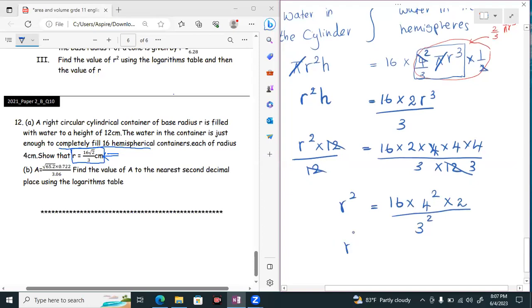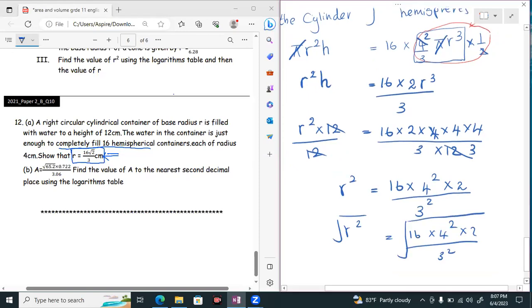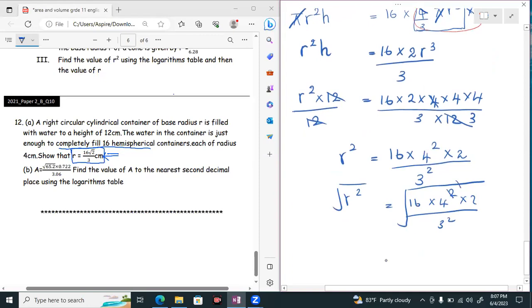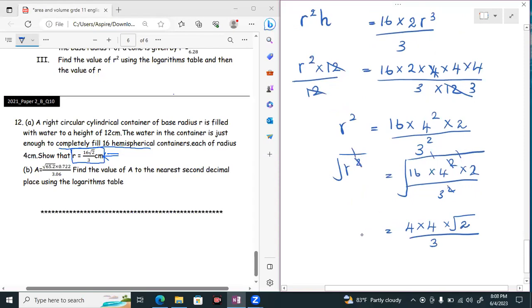Then when you take the square root of both sides, you can identify here square to square cancel. The square root of 16 is 4. Then 4 into, there's no square for the 2, so you have to write it within the square root. Square root of square 3. Then square to square cancel, so 3. Then square to square root cancel. R is equals to 16 into square root 2 upon 3. This is the answer.